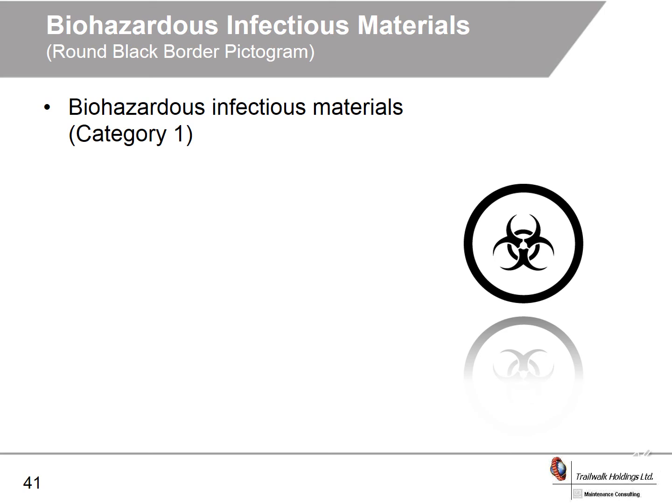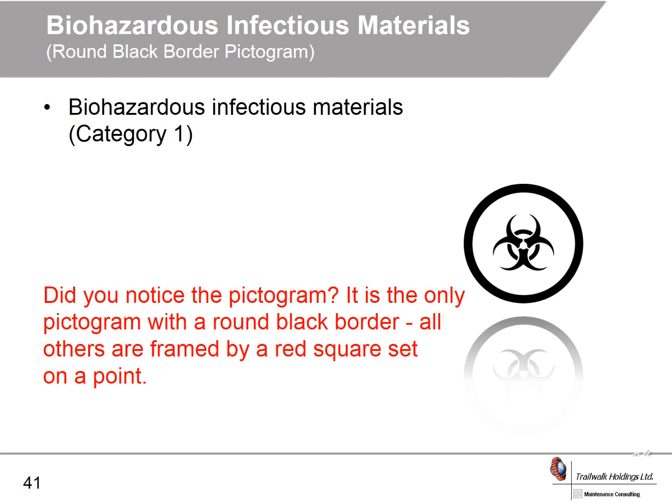The biohazardous infectious materials pictogram identifies biohazardous infectious materials, category 1. These materials may cause disease in humans and animals, such as viruses, bacteria, and fungi. They may also include cultures and diagnostic specimens such as blood, urine, and body tissue. Did you notice the pictogram? It is the only pictogram with a round black border. All others are framed in a red square set on a point.